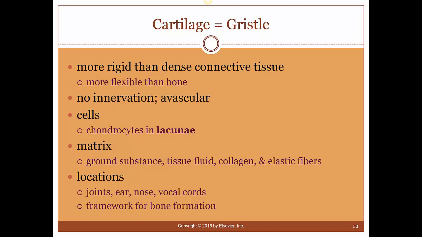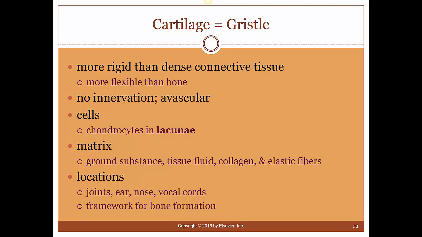Once again, like dense regular connective tissue, it's avascular. It's also aneural, so there are no nerves within cartilage itself. Living inside of cartilage is a chondrocyte. They live in these little spaces that we call lacunae, and they're there to maintain the health of that cartilage and make more of the matrix if needed.